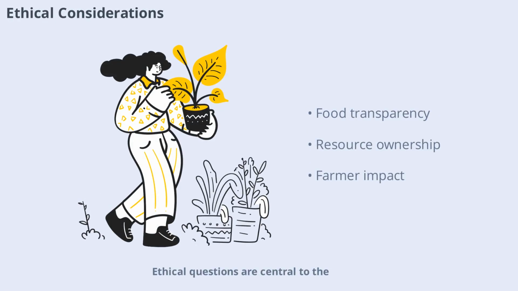Ethical questions are central to the discussion about genetic engineering in plants. Issues include the right to know what's in our food, the ownership of genetic resources, and the potential impact on small farmers. Balancing innovation with ethical responsibility is a challenge that requires careful thought and inclusive decision-making. These considerations shape the future direction of plant genetic engineering.